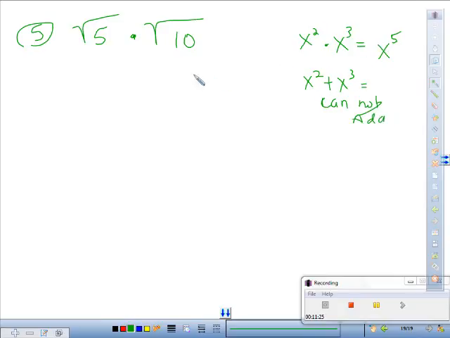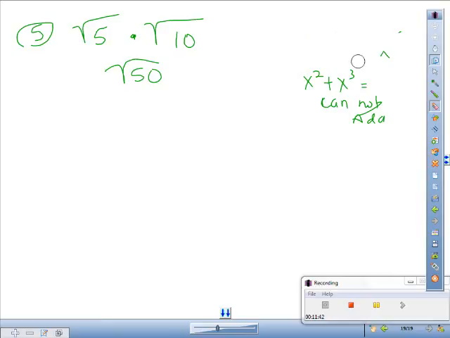It's the same thing with square roots. We can multiply these, but we could not add them. If they were a square root of 5 and a square root of 10, you can't add them. But with multiplication, you can definitely get a 50. 5 times 10 is 50. And now it's what we just learned. So with multiplication, you can multiply them.